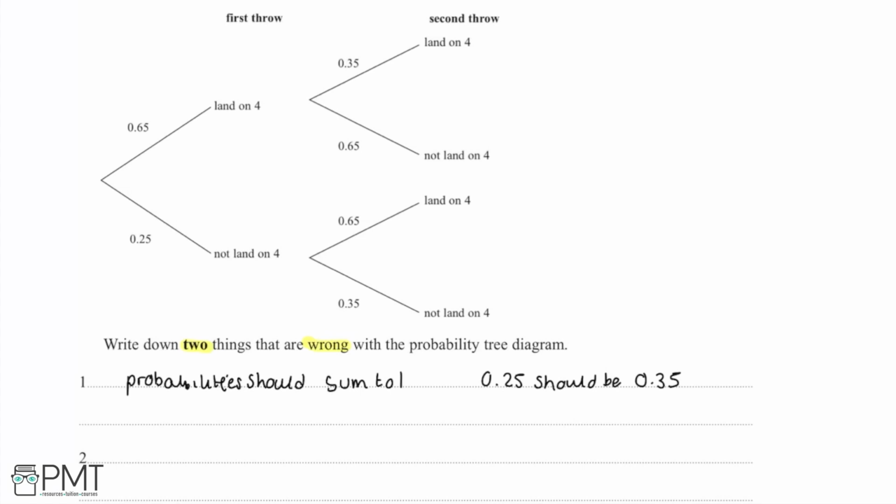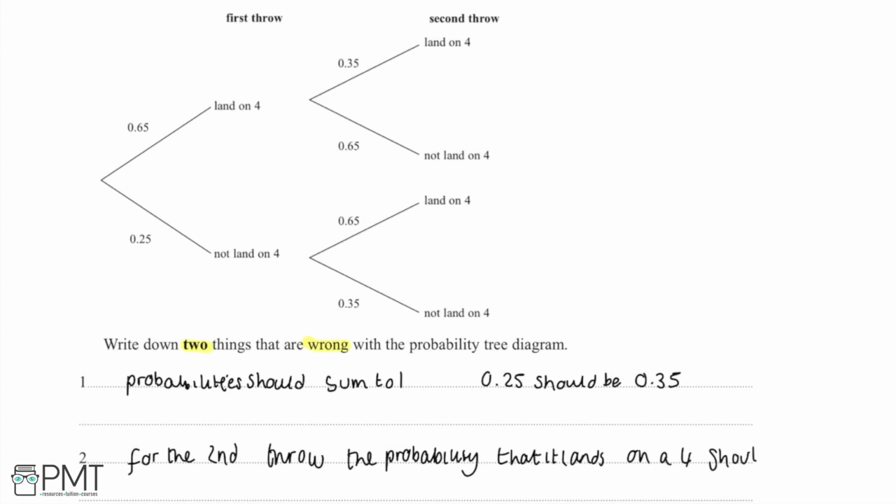that for the second throw, the probability that this dice lands on a 4 should be 0.65, not 0.35 that it says in the tree diagram above. So that's for basically saying that the 0.35 and 0.65 are reversed. We get a mark for each of these ideas, for getting a correct answer for each of the two things that are wrong with the diagram. Each one gives us a mark here.